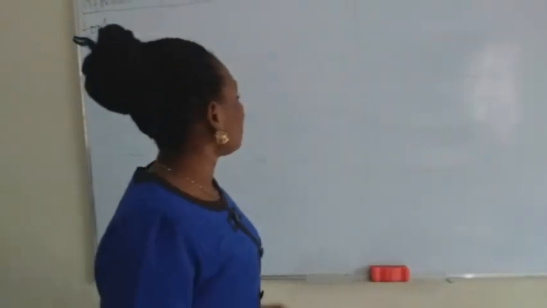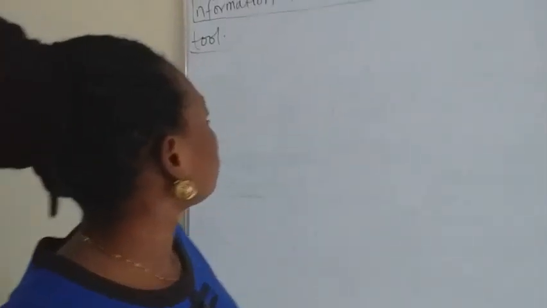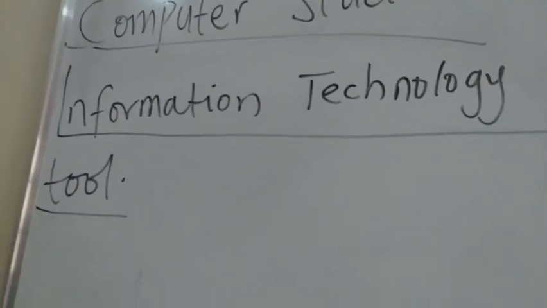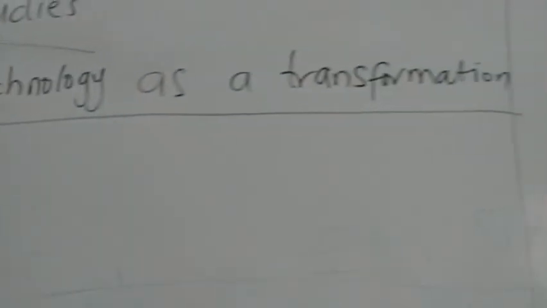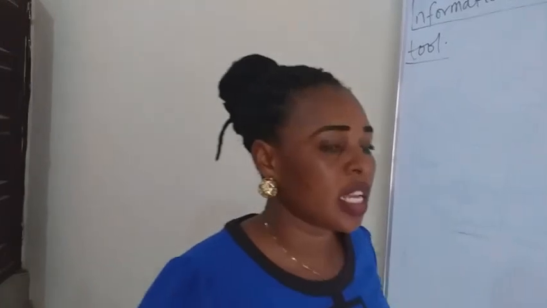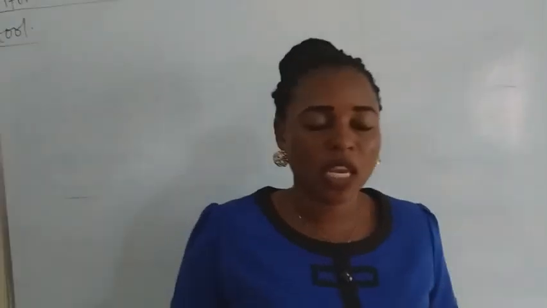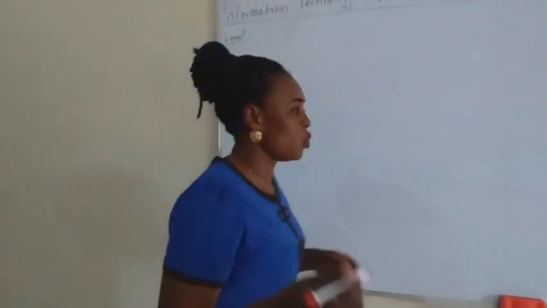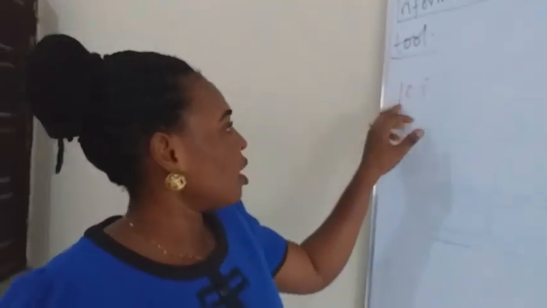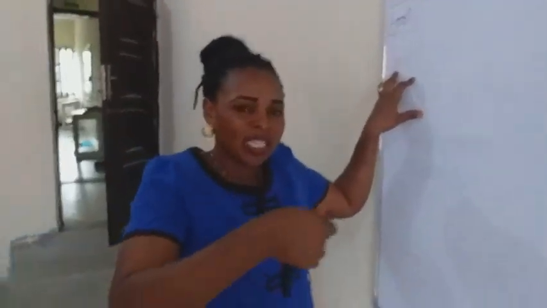Alright, this is a computer class lesson for JSS2, and the topic for today is going to be information technology as a transformation tool. First of all, the first thing that we'll look at is information technology. What is information technology? Most times it comes as an abbreviation. If you see it in a lot of books, you see it most times as ICT. So we'll look at what ICT is, what this acronym stands for, and what it entails.